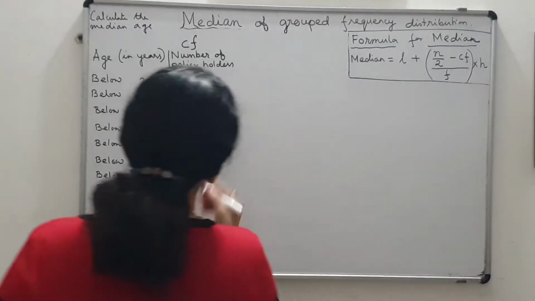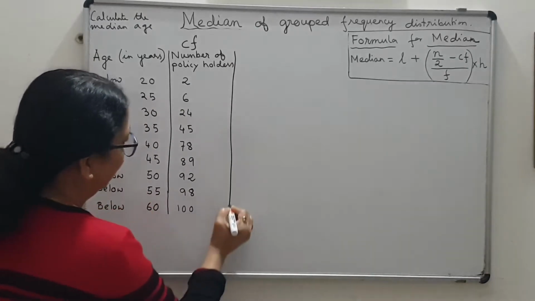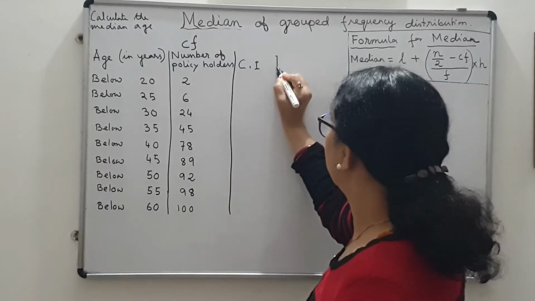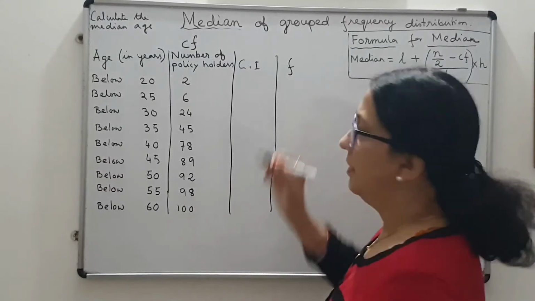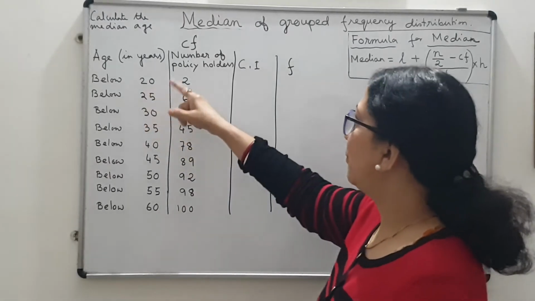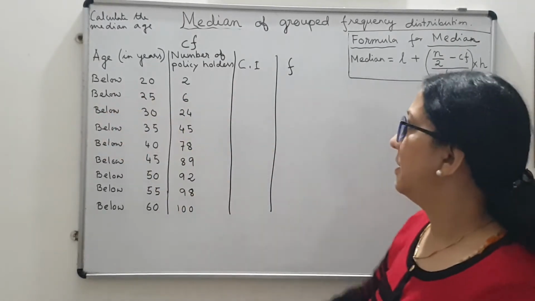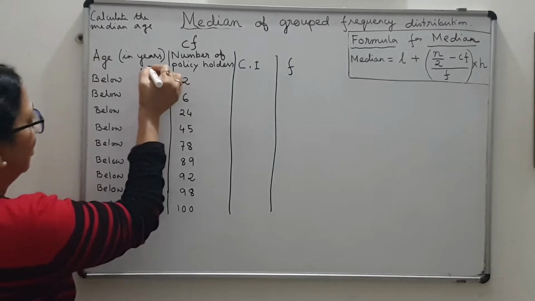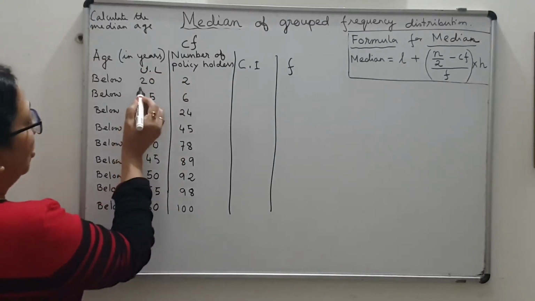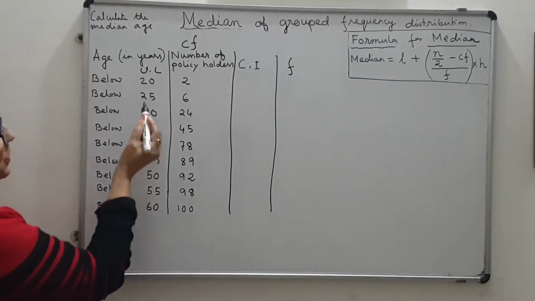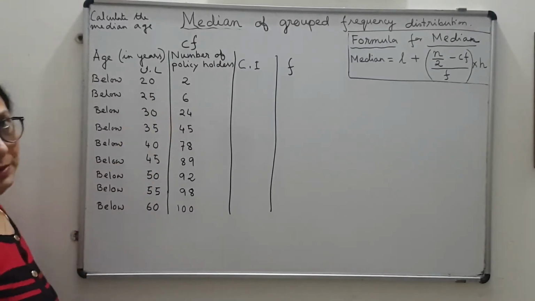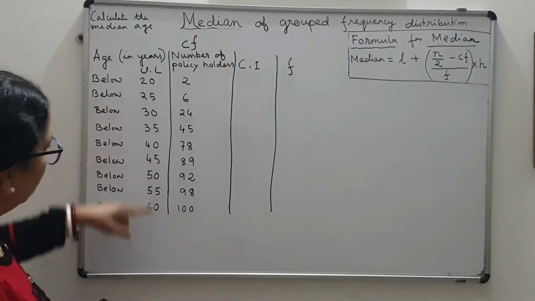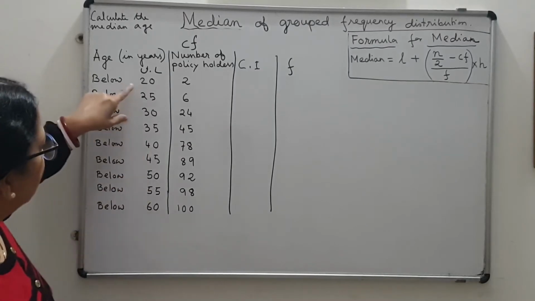For a frequency distribution, I must have class interval versus frequency. So how can we get this? First of all, I have to find out the class size. Below something means below the upper limit. These are all upper limits of the classes. So the difference between two consecutive upper limits will be the class size. So 25 minus 20 is 5. As we see, this is uniform throughout. So the class size is constant and it is 5.